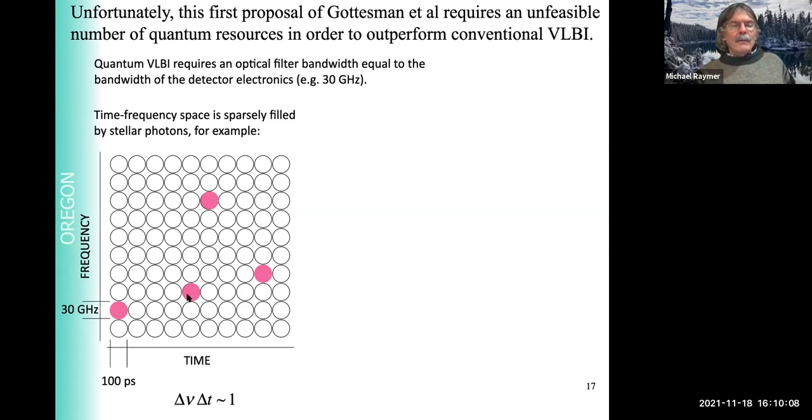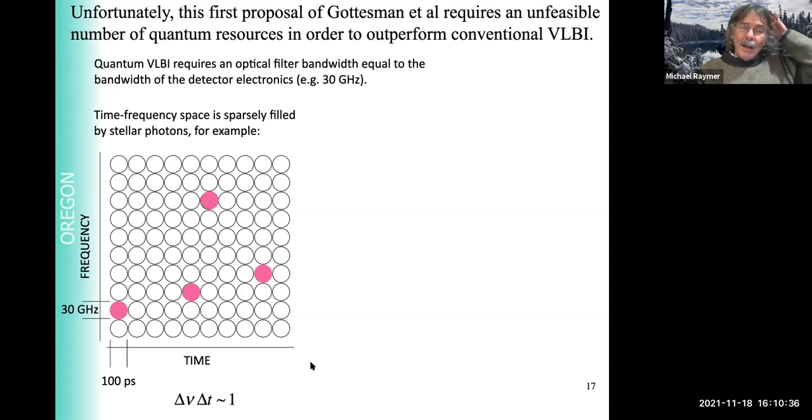So it means that any space-time mode indicated by these little circles here would be populated only with a probability of 1% or less. So here I've shown time windows of 100 picoseconds and frequency bins of 30 gigahertz, which produces a coherent area in phase space. This is one way to label modes in space-time phase space.